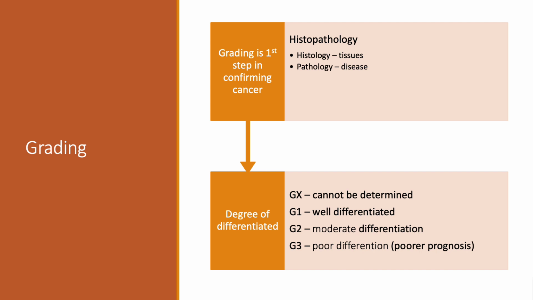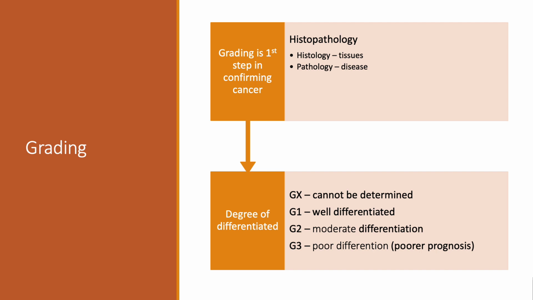Grading cancers. Grading is the first step in confirming a cancer. So you're doing what's called the histopathology. Histo means tissues, pathology means disease, so you're just looking at the disease that's in the tissue. After you get a biopsy or an excision, whatever kind it is, you need to see the histopathology report.